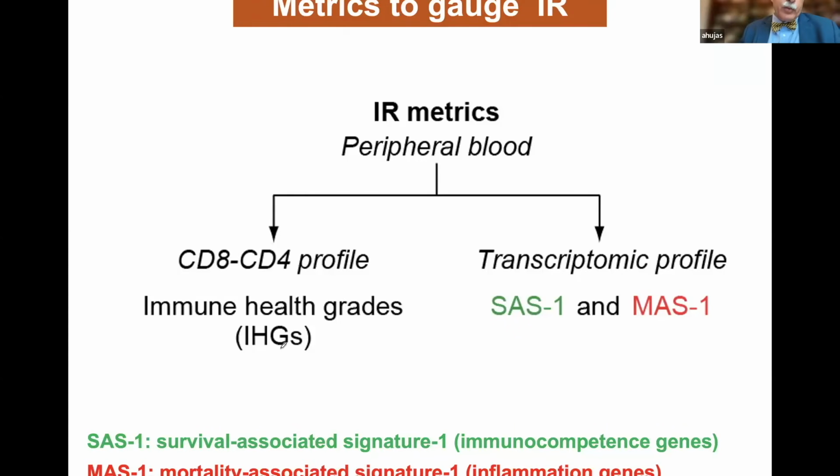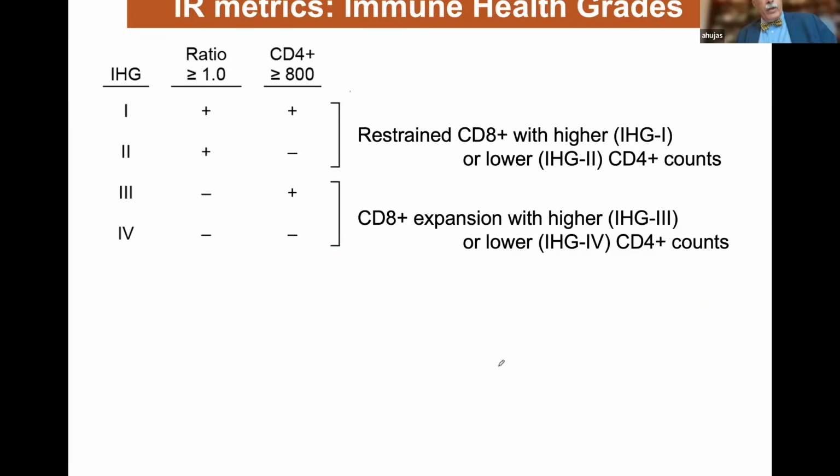We developed these immune health grades, which are measuring the balance, not the CD4 CD8 ratio, a balance between, as I'll explain in a minute, CD8 and CD4 cells. And the other is this RNA or transcriptomic metrics that I described to you earlier. That is SAS1, which is survival associated signature 1, mortality associated signature 1. So these are immunocompetency genes, these are inflammation genes.